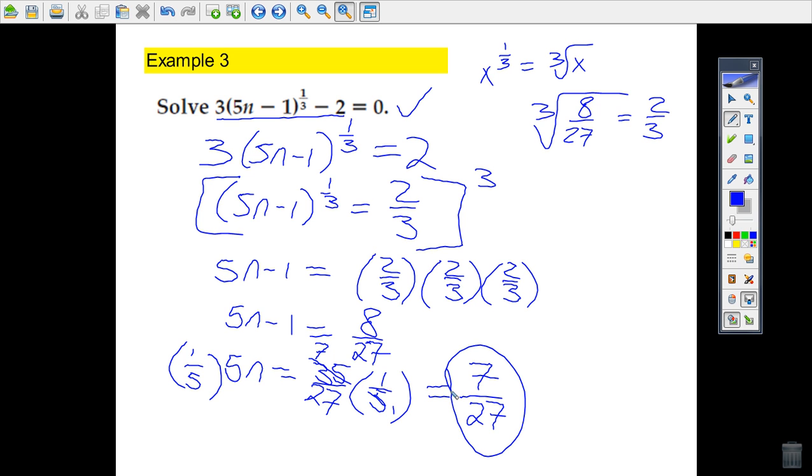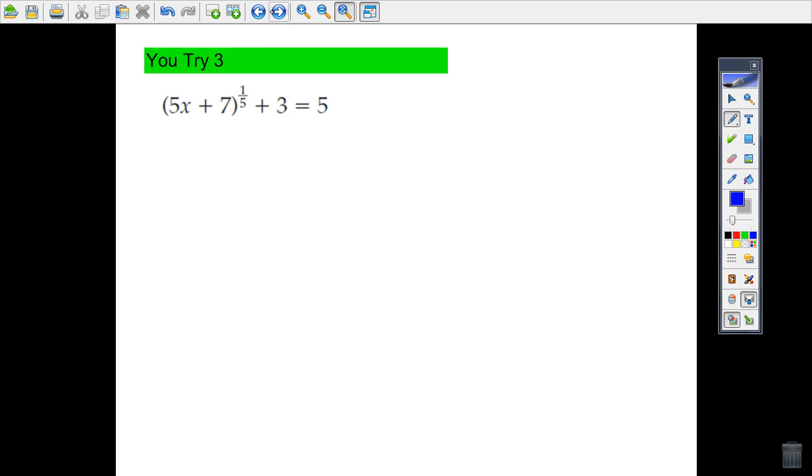Any questions on example 3? Oh man, we're doing great on time. Here's one for you to try then. Which one?